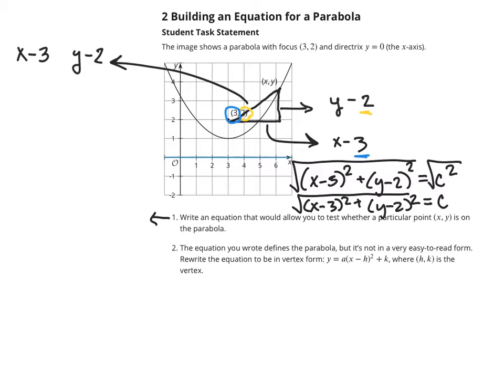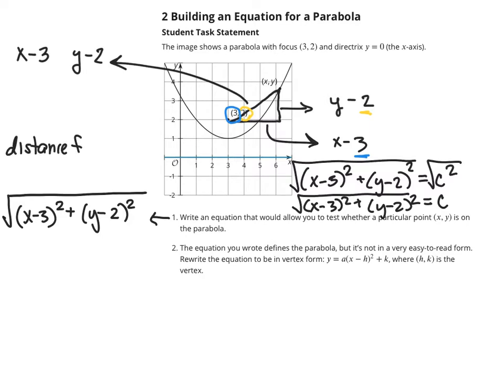Write an equation that would allow you to test whether a particular point is on the parabola. Okay, that equation is x minus 3 quantity squared plus y minus 2 quantity squared. We just developed what we like to call the distance formula. Really important. I'm not just joshing around with you. It's super important, right? All right, so that's number 1.